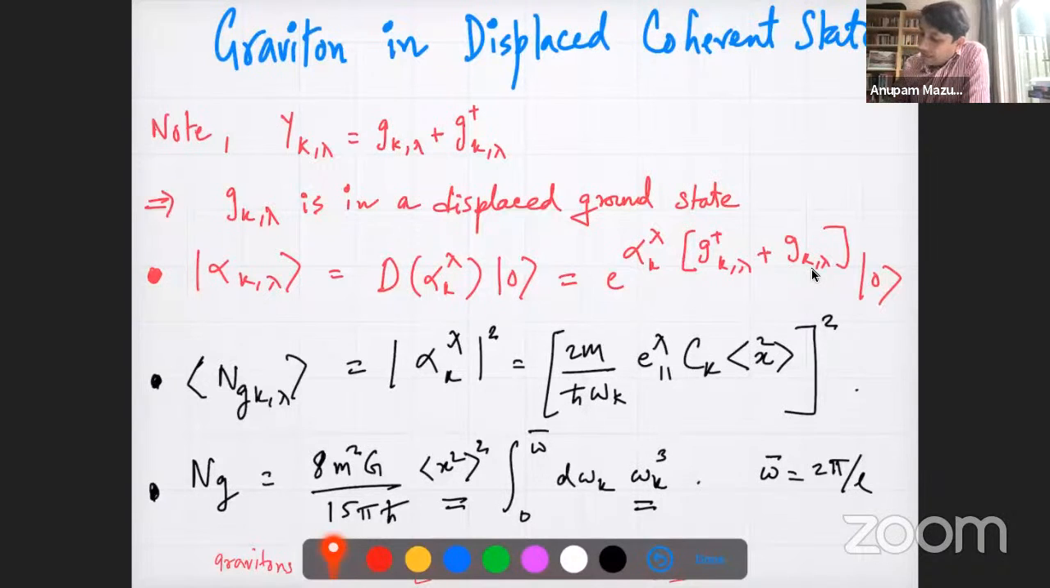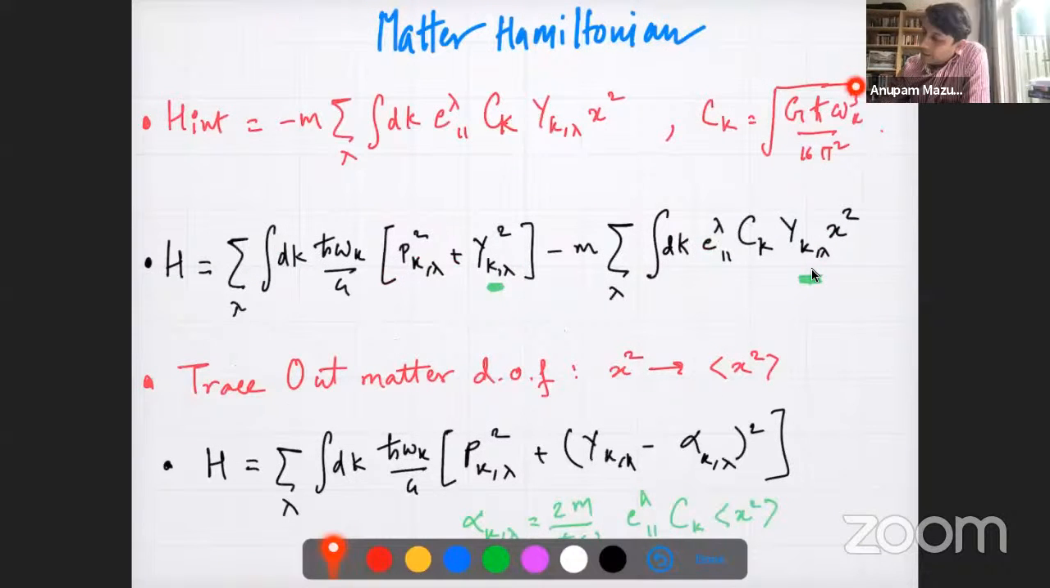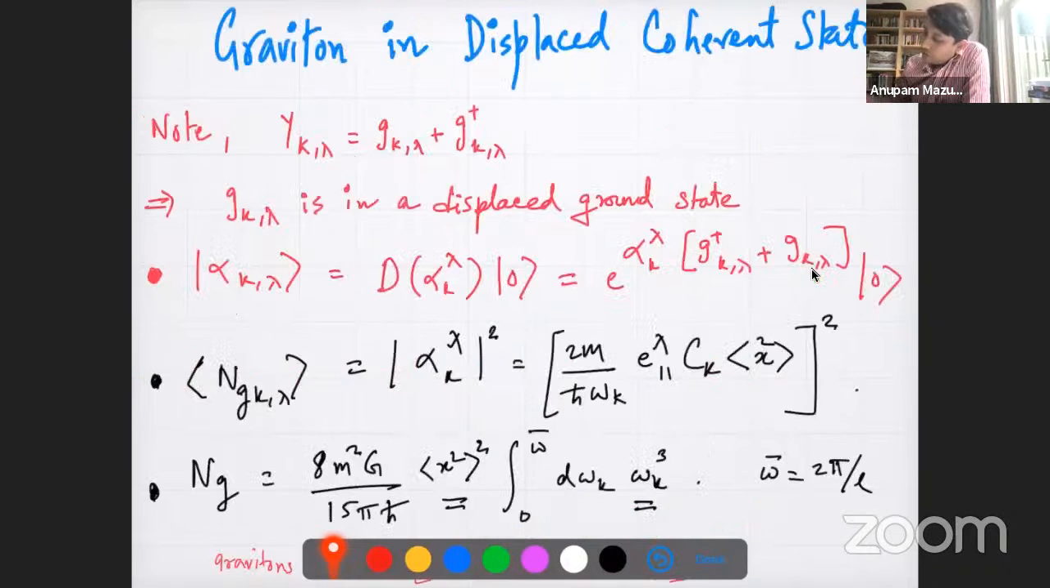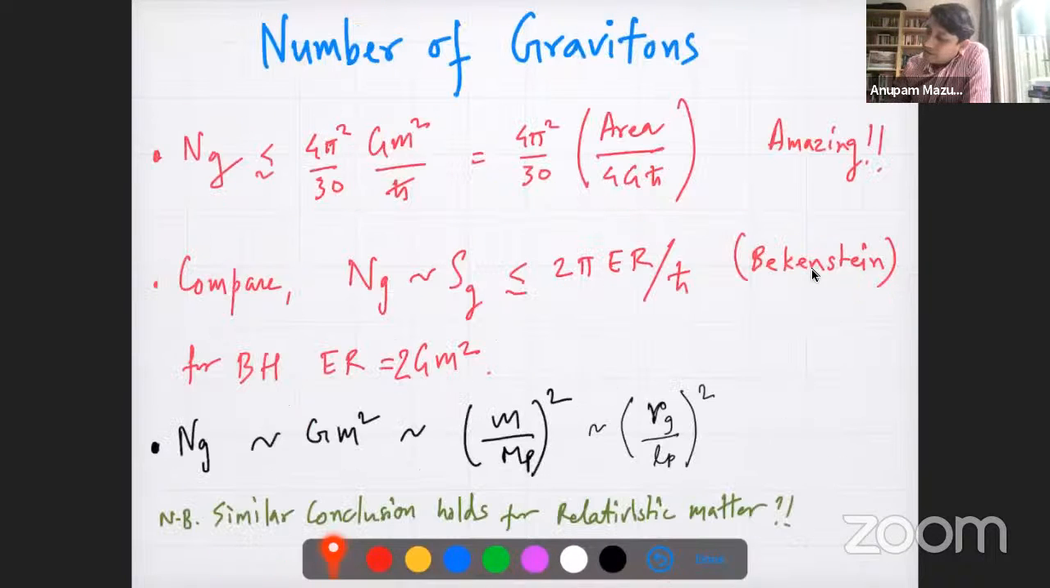For this coherent state of graviton, you can compute the graviton occupation number, and that occupation number comes out, with some algebra, as I showed you on your previous page. But interestingly, if you now sum over all the momentum modes, so this is what you need to do, you sum over all possible momentum modes, which appears in C_k because C_k contains this omega and ω_k cubed. So when you do all the integration, what you find, very interestingly and amazingly, and there's no connection between these two subjects, is that the number of gravitons is bounded by the area law of your mass.